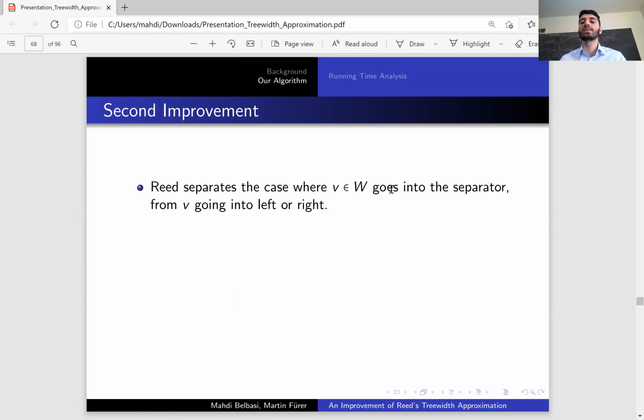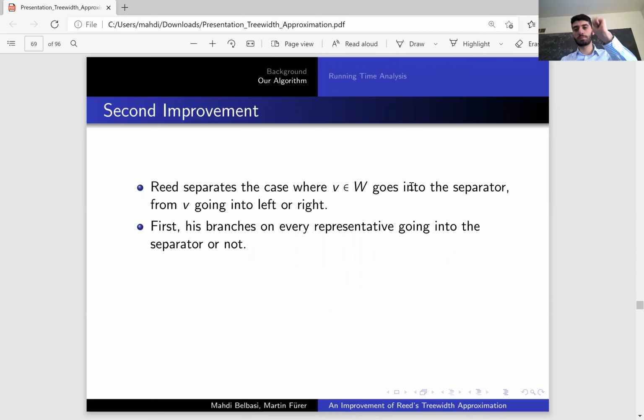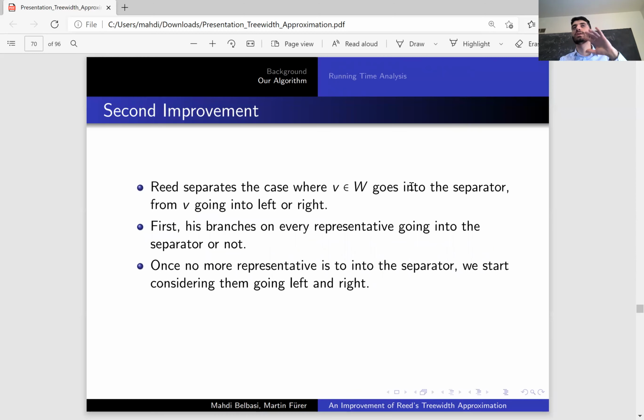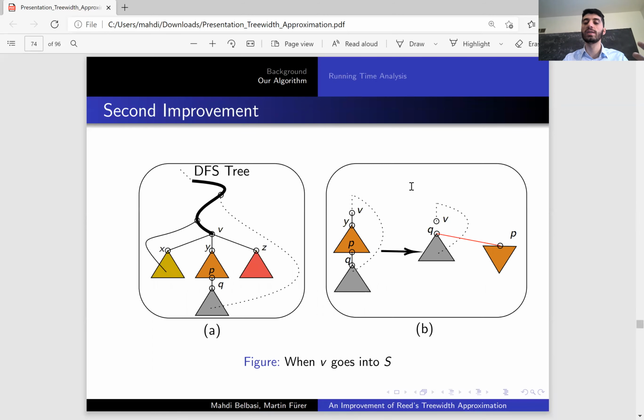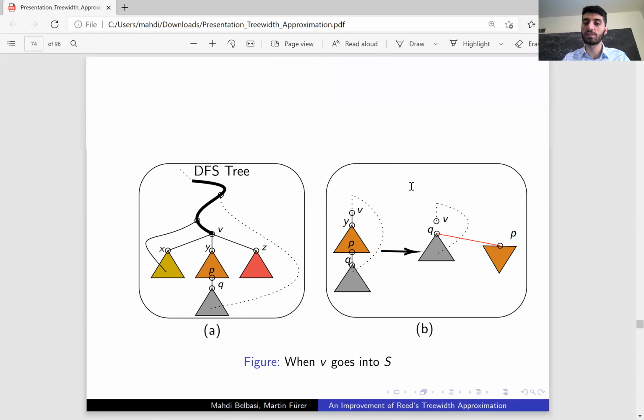Reed separates the case that V goes into the separator, not in the separator, but we go in a serial way. We pick one representative, check if it goes left, separator, or right? And only then we go to the next separator. And then if something goes to the separator, we place it in the separator, remove it from the graph, undo the DFS for its subtree, and then continue DFS to discover all vertices there, right? So we don't do DFS from scratch.